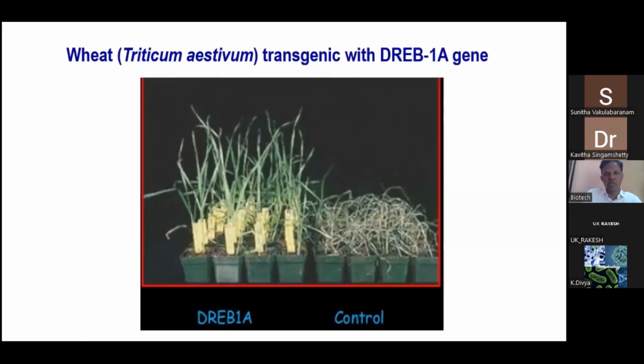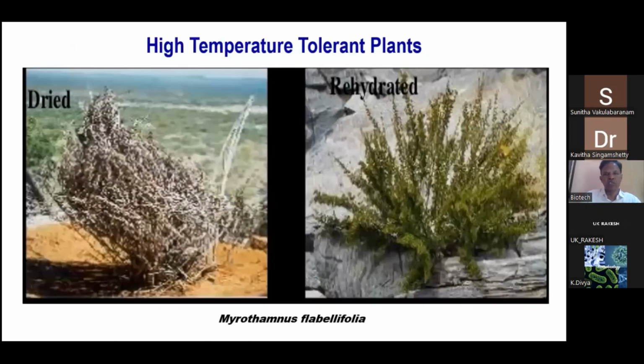And then this is one drought-tolerant crop in case of wheat. They have used a gene called DREB1A gene. This is control, and this is DREB1A gene. When you grow them under drought, this will die, but this will survive. So this is drought tolerant. And then high temperature tolerant plants also.